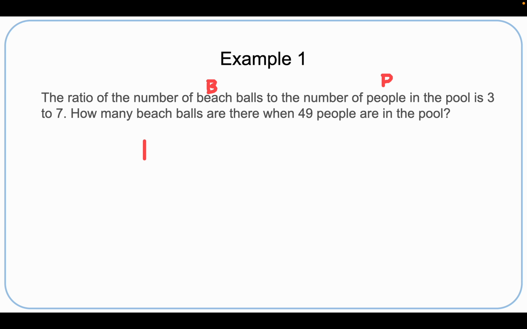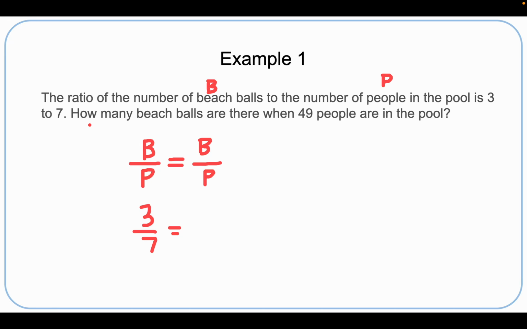So our ratio, we can set it up either beach balls to people or people to beach balls. But whatever way we choose, we want to stay consistent with our parts. So if the numerator has B, then the numerator in the other ratio should have B on top. So you just want to stay consistent with the order. Then we find the information that we have. Like we said, the ratio of beach balls to people is 3 to 7. So we can plug in 3 to 7 for this first ratio. The ratio is 3 beach balls to 7 people.